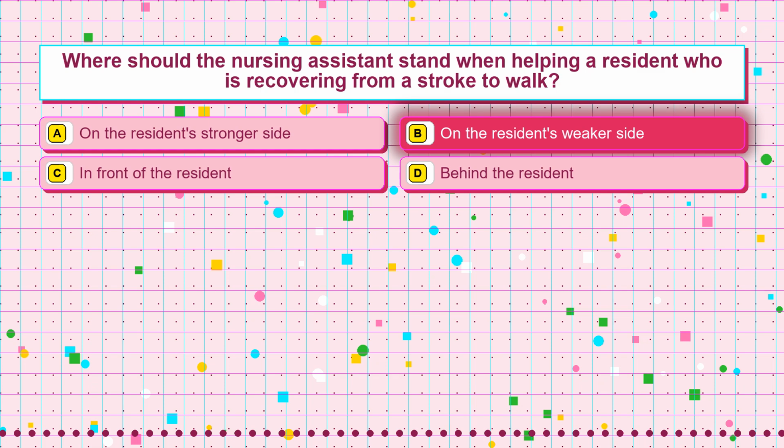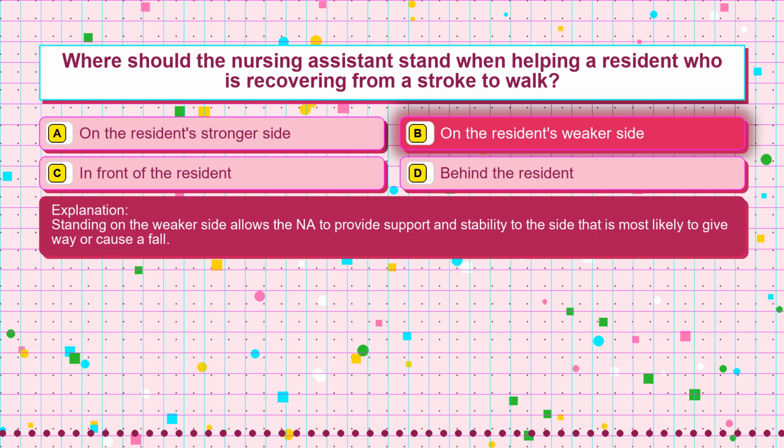The correct answer is option B, on the resident's weaker side. Standing on the weaker side allows the NA to provide support and stability to the side that is most likely to give way or cause a fall.